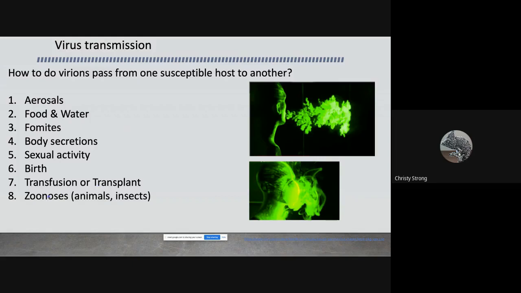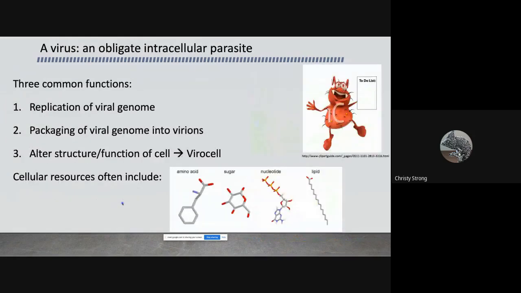then zoonosis. So a famous one within the last few years was Zika. So the idea of mosquitoes acting as vectors and delivering Zika to human beings. So these are all ways that viruses have been known to be transmitted among the human population. So, okay, we got transmission.